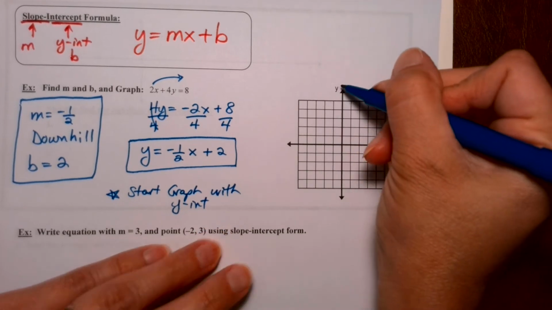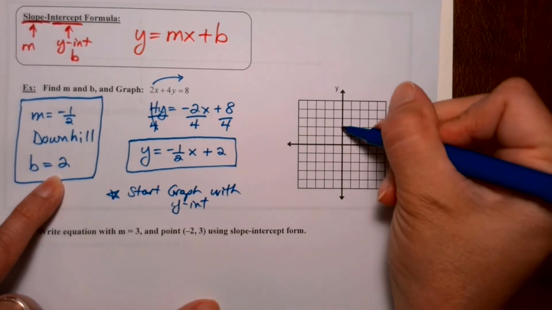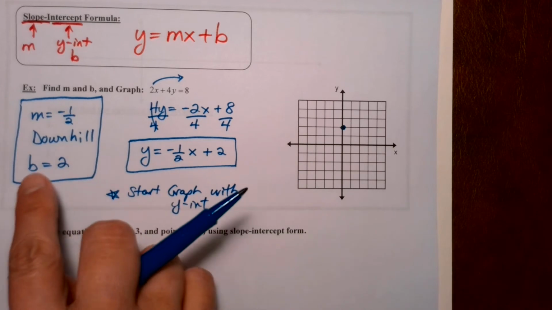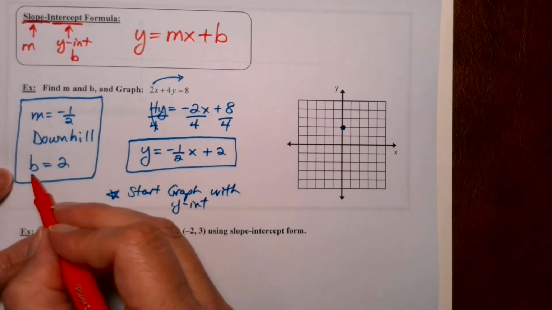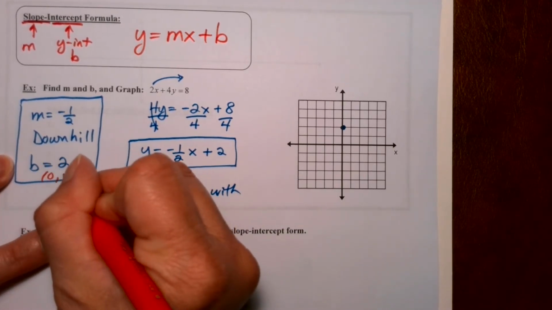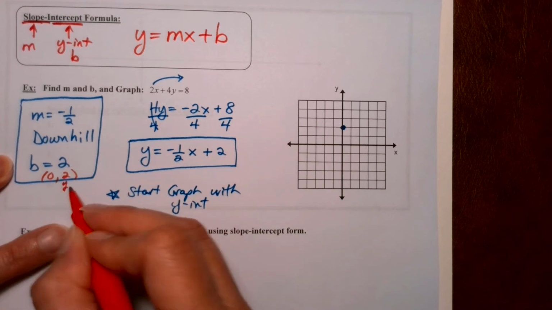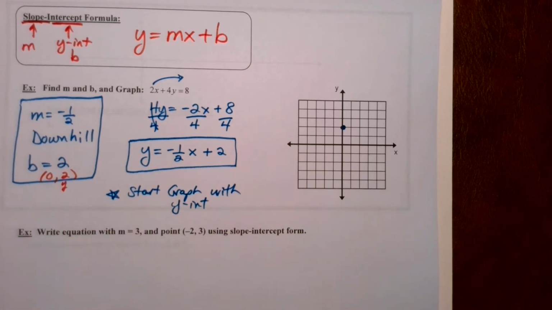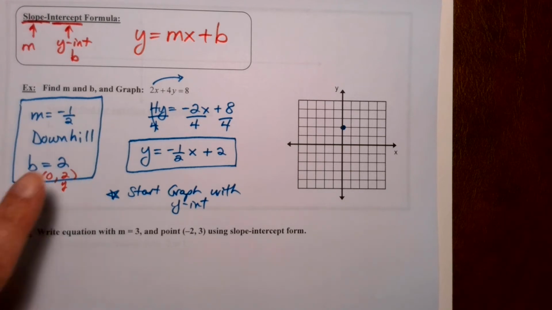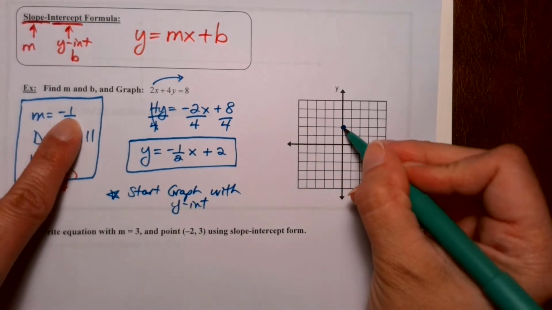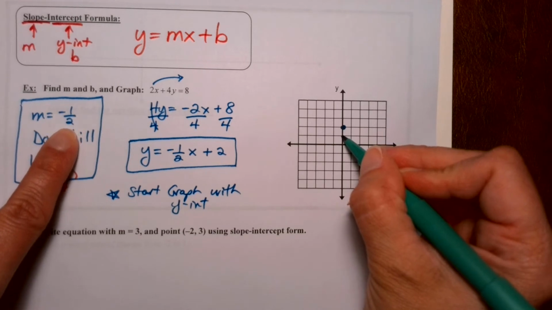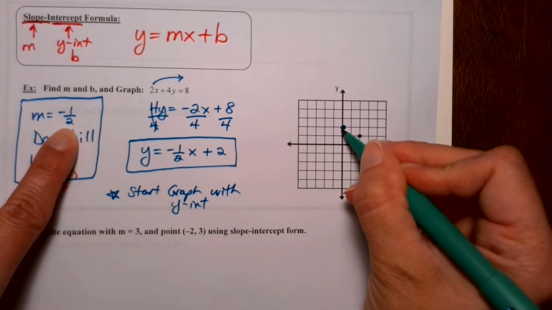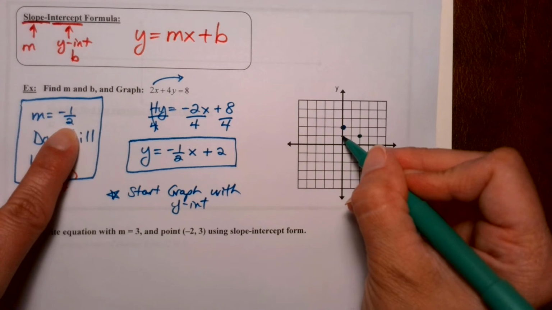So here's the y-axis. My y-intercept is 2. Some people like to say, instead of b equals 2, they like to say (0, 2). There's the y number, the y-intercept. And now it's time to use the slope. The slope is negative 1/2. Down 1, 2 to the right. Rise, up and down, and then you run.